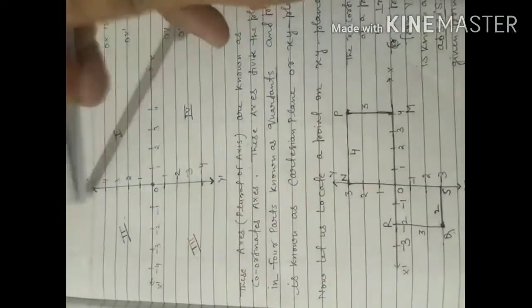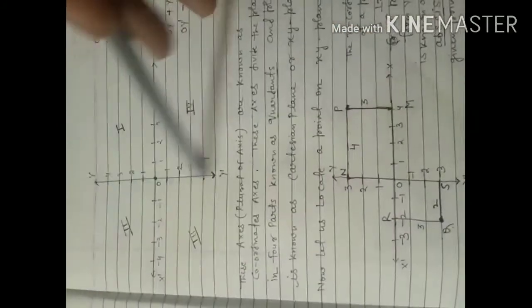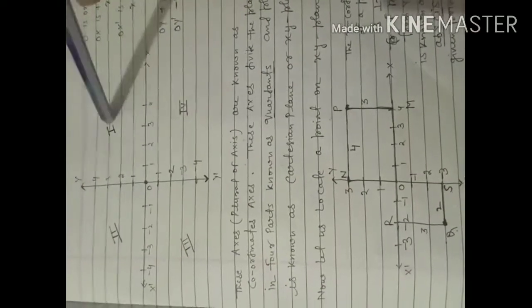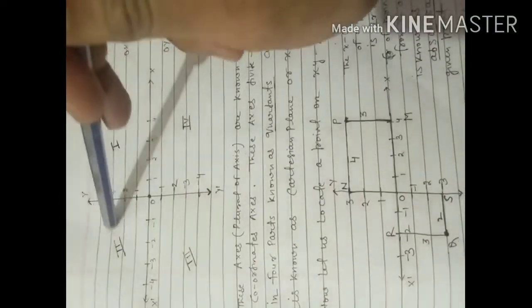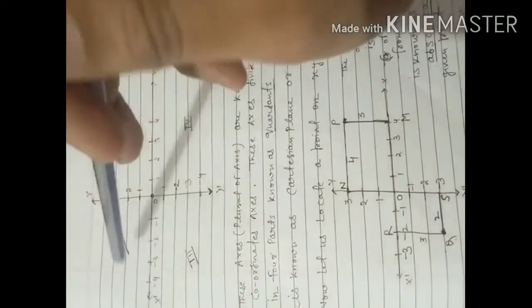These axes divide the plane into 4 parts. This is our plane, and it is divided by the x-axis and y-axis into 4 parts: 1, 2, 3, 4. These 4 parts are known as quadrants: quadrant 1, quadrant 2, quadrant 3, quadrant 4, moving anti-clockwise.